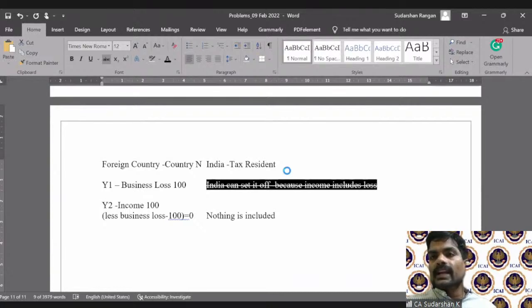Now, can I include all the losses then? You can include only those losses which you cannot set off in the foreign country, which you cannot carry forward and set off in the foreign country. If you are able to do that, then India will not give you that benefit. They will say, go take advantage in the home country. You tell me finally what is your net income.